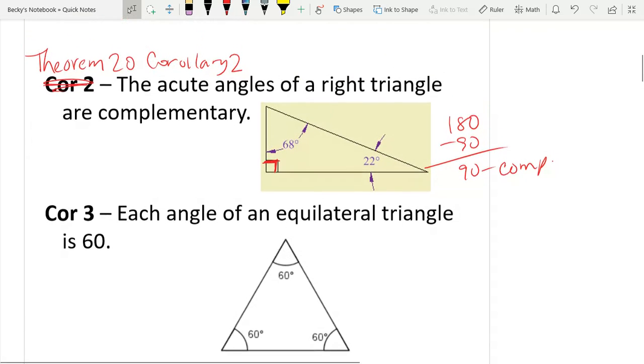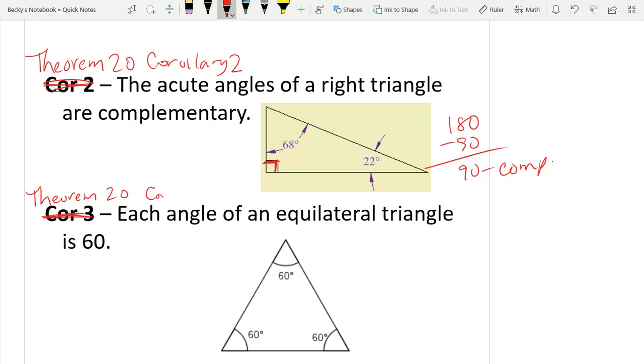All right, third one. Again, we're going to write it all out. Theorem 20, corollary 3. Each angle of an equilateral triangle is 60 degrees. Now we knew that, right? Because we know the definition of equilateral, but we have a way to reference that now. Yes, let's back that up. Each angle of an equilateral triangle is 60 degrees. So in an equilateral, all the sides are the same, therefore all the angles are 60. All right, but we know that.